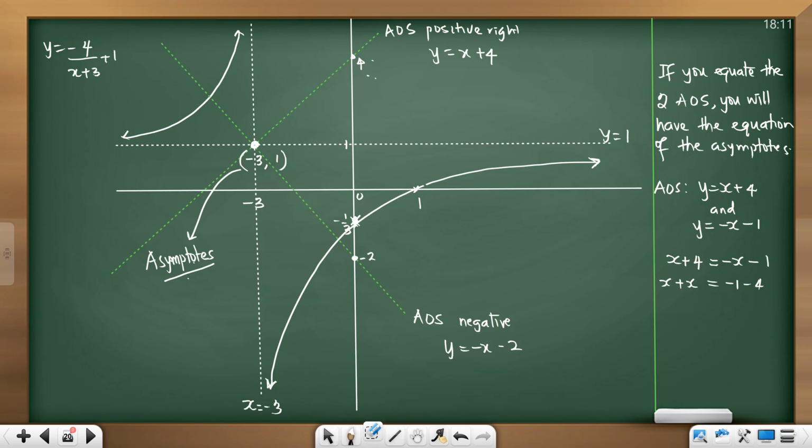I want you to see where we are going. So they'll give you these equations and tell you to find the asymptotes. Check. 2x. What is x? Do you remember? Minus 3. And then you can find y by using any of the equations. Do you remember? y equals 1. I hope this little crash course will assist you.